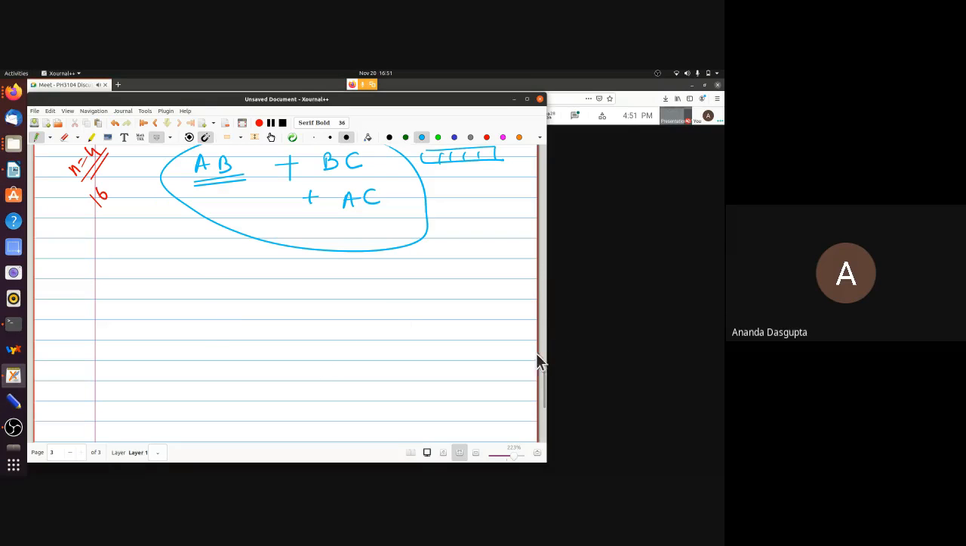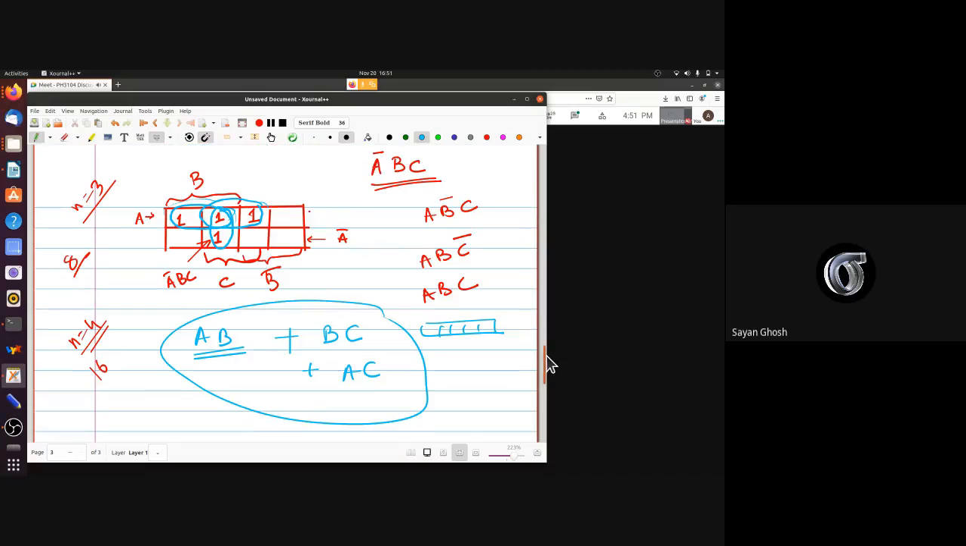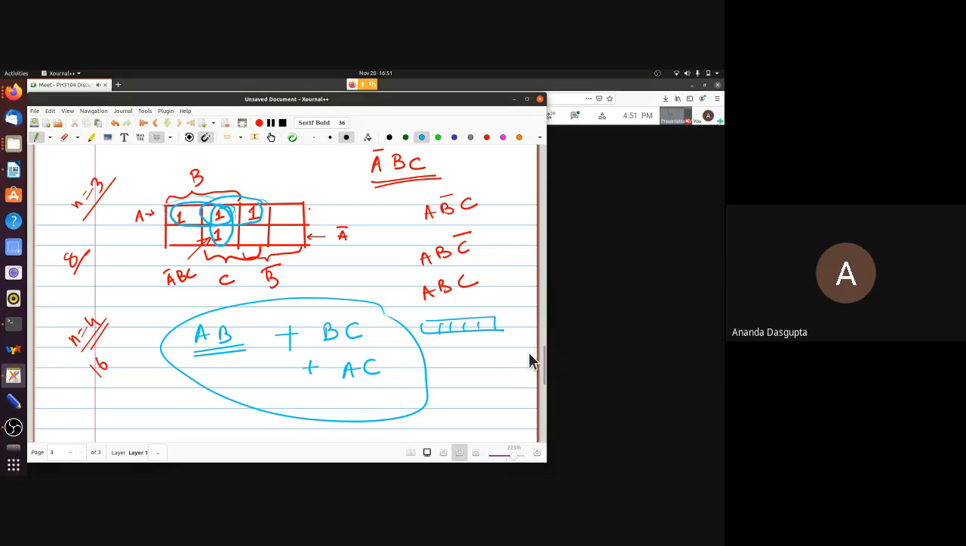Yeah, go ahead. Sir, when do we know we are done? When you can't find any further dyads, quads. The more cells you can take together, the simpler the expression. So either 2 cells, 4 cells, 8 cells, or all 16 cells. That's the simplest, right? If you can't produce any bigger piece, then you are done.